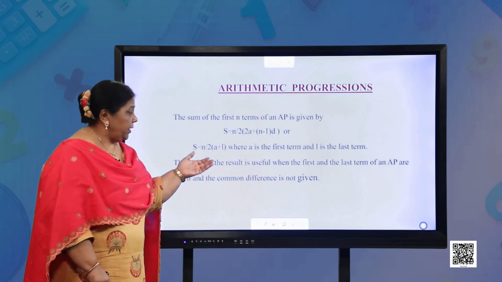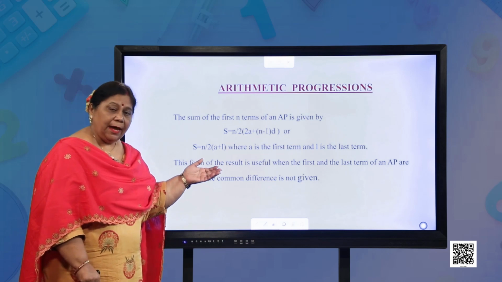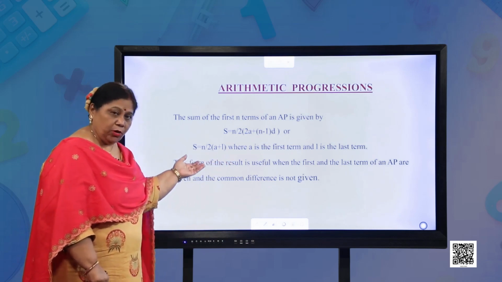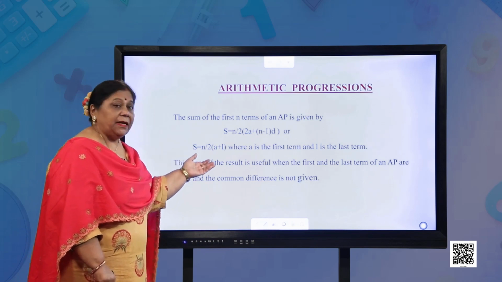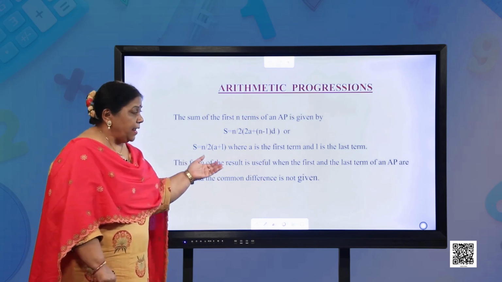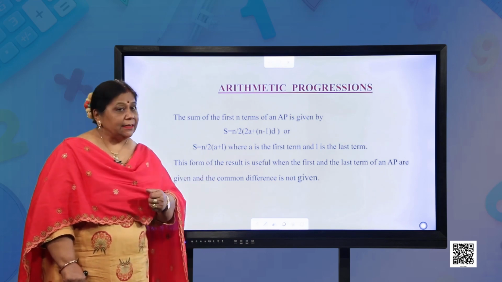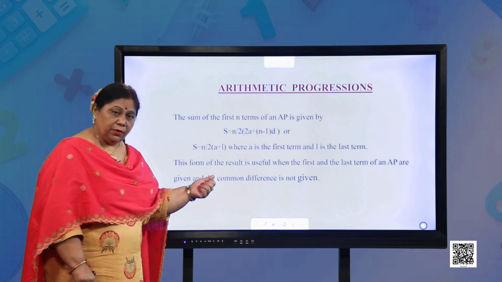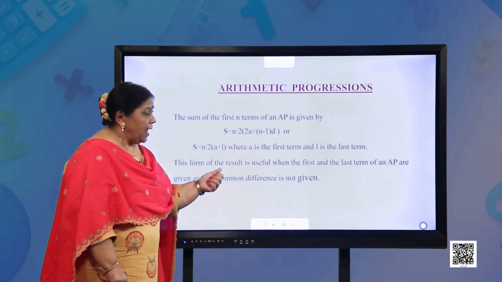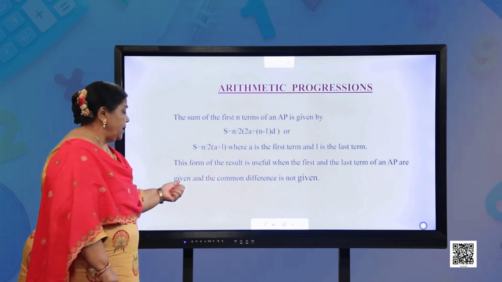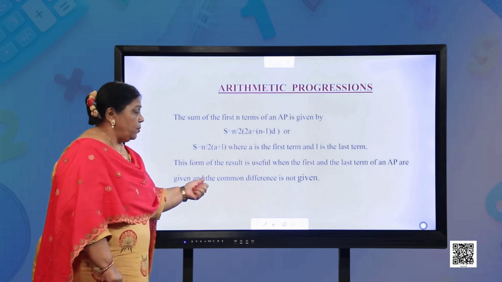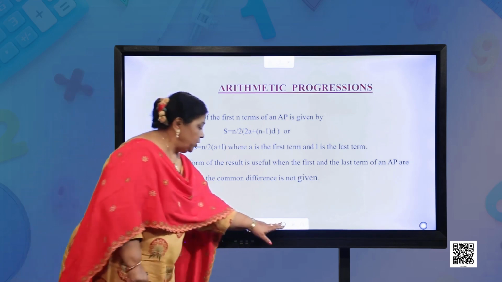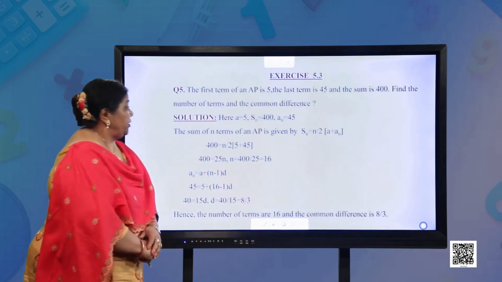The sum of first n terms of an AP is given by S is equal to n upon 2 into 2a plus n minus 1 into d, or S is equal to n upon 2 into a plus L, where a is the first term and L is the last term. This form of the result is useful when the first term and the last term of the AP are given and the common difference is not given. Okay. So, let us continue with the exercise 5.3.